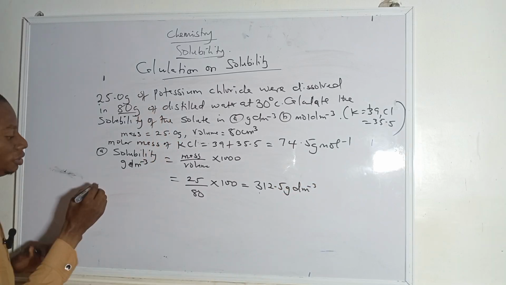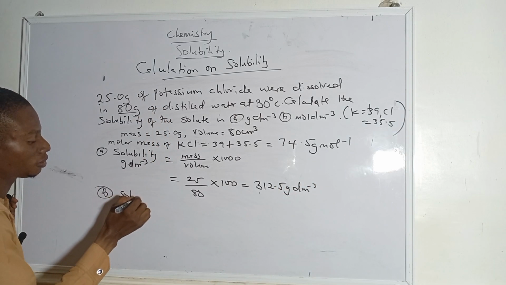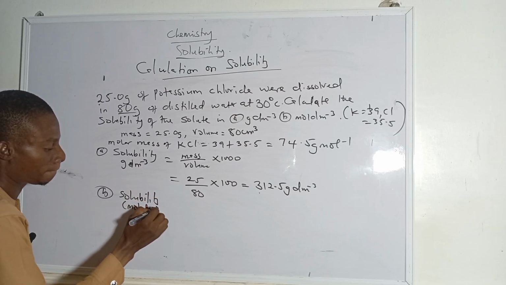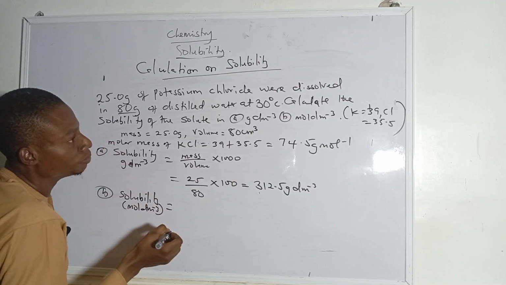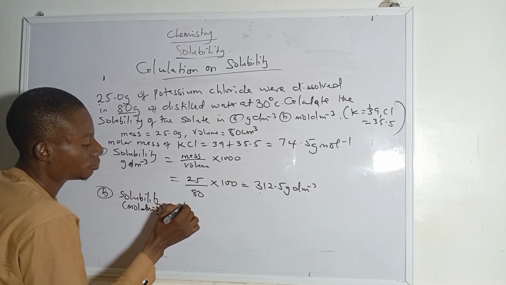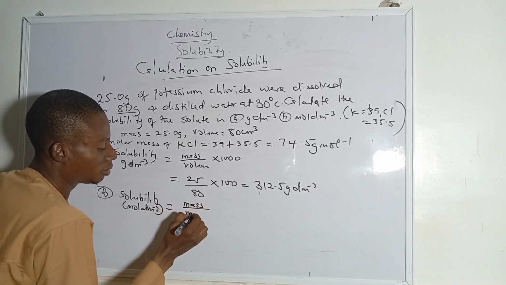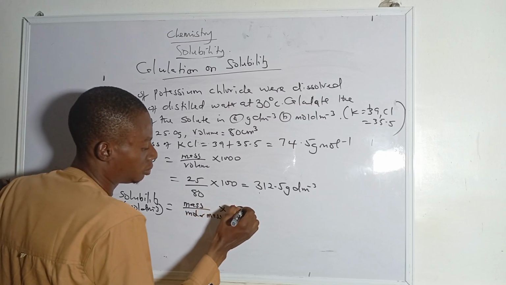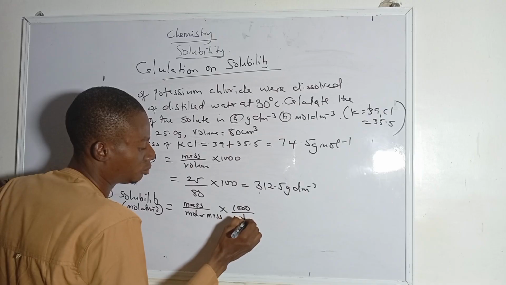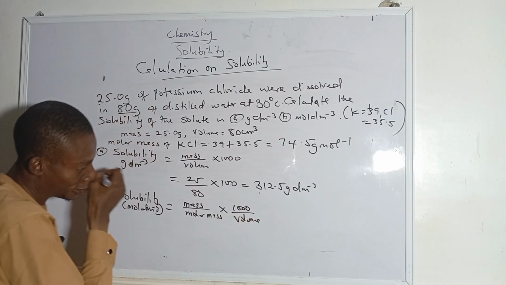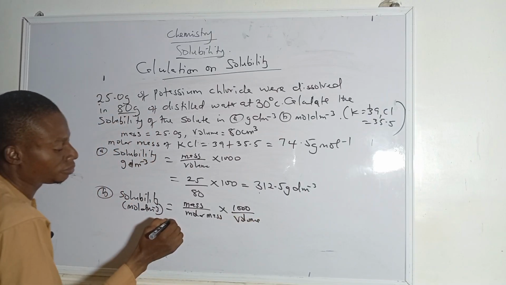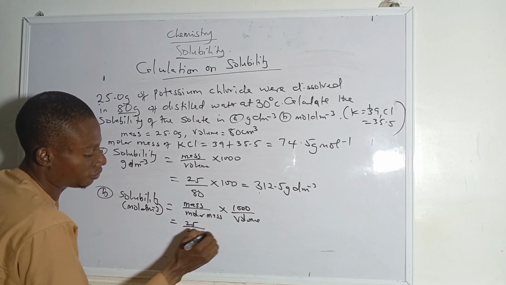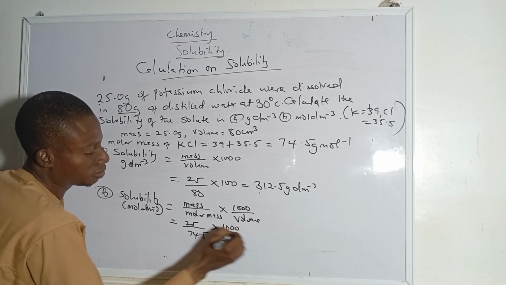So the next one is B. B is asking us to find the solubility in mole per dm cube. So that is mass over molar mass times 1000 over volume. So mass over molar mass. Mass is 25, molar mass is 74.5, times 1000 over 80.